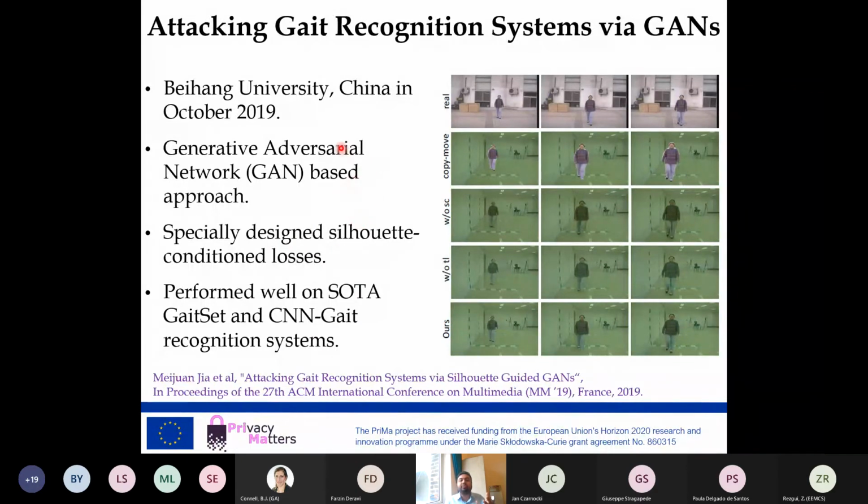Some people developed an attack methodology for gait recognition systems at Beiyang University, China. They have developed a GAN-based approach, using a generative adversarial network, to attack a gait recognition system. They use some loss functions, which are technical issues we are describing shortly. This method also performed well on state of the art gait recognition systems like GaitSet or CNN gait recognition systems, able to successfully hide people from gait recognition.